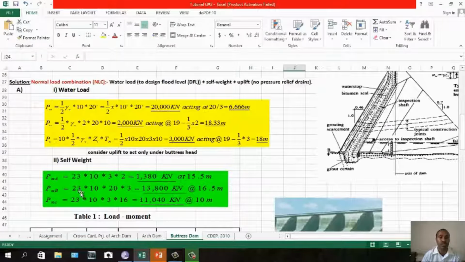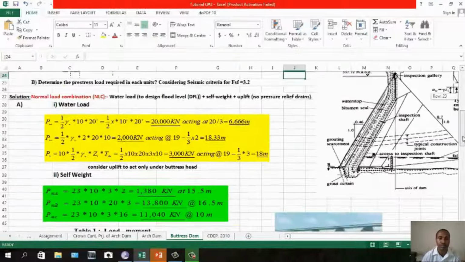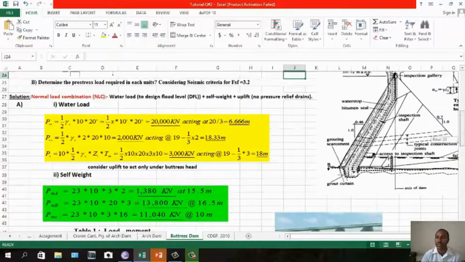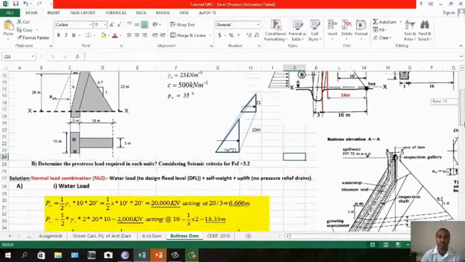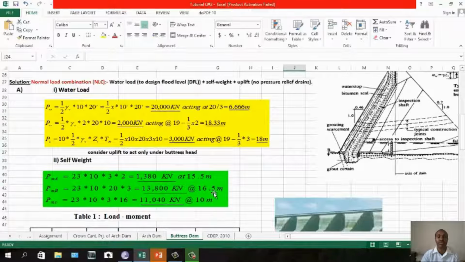Okay, the second one is cross section B, which is this one, 10 times 20 times 3. You have 20 meter depth, then times 3. So you can see the 3 meter total width of this one. So 20 meter height times 3 times 10 meter inside in this direction. So you calculate, then the centroid will be 16.5 meter.